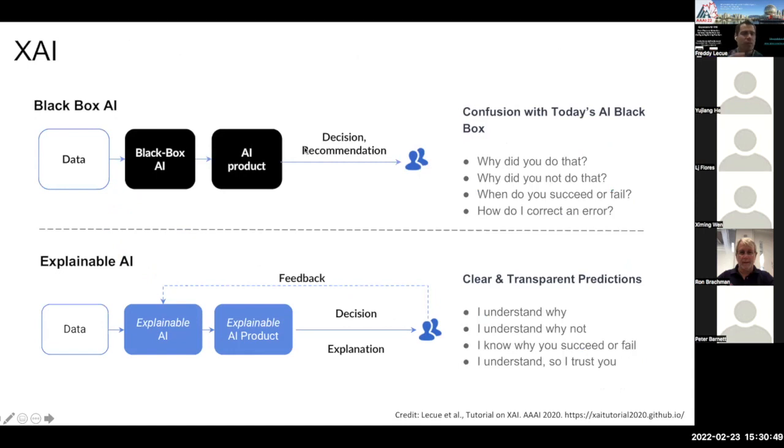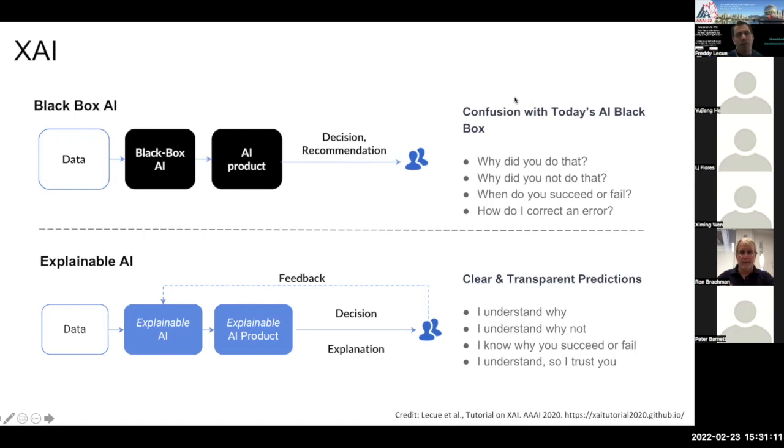So if you think about a black box model, you have the data, you build the model, and you end up with the AI and the predictions, and then you make a decision and recommendation. That's usually it. That's it. And there's really no feedback loop.